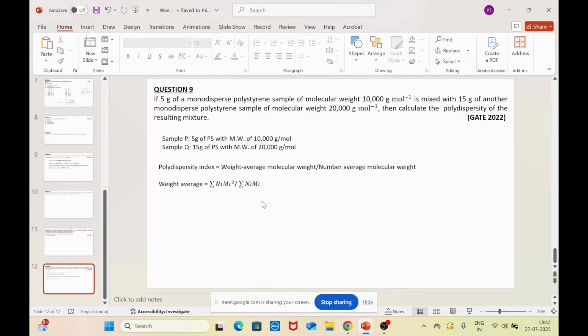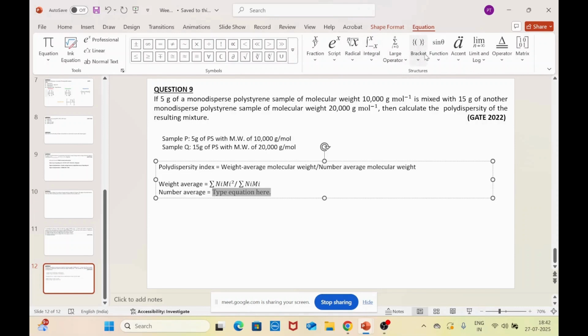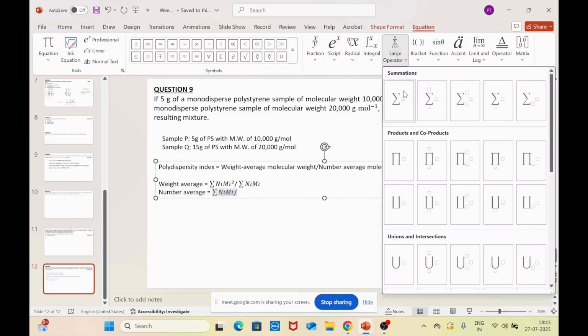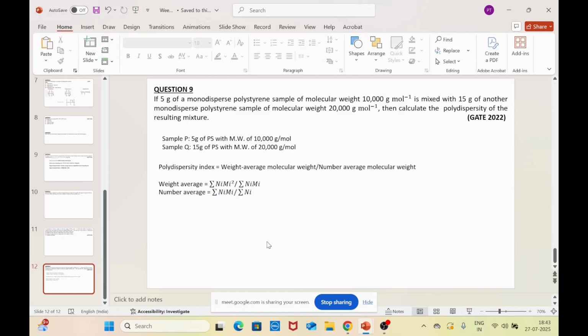Is this correct? So this is the weight average molecular weight formula. Now number average is going to be summation NiMi divided by summation Ni. Am I right, or is there any mistake with the way we have written?